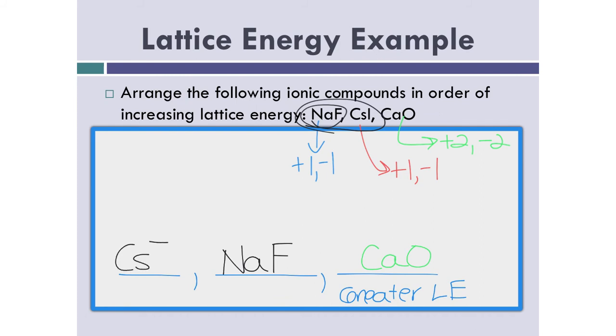CsI is going to have our lowest lattice energy, meaning it's going to be the easiest to separate because of lower charges, +1 and -1, and larger ions. So therefore, they can't get in as close to each other. They'll have a weaker attraction.